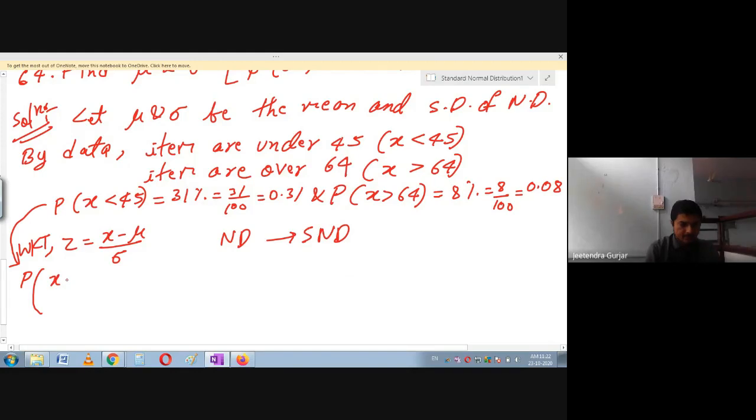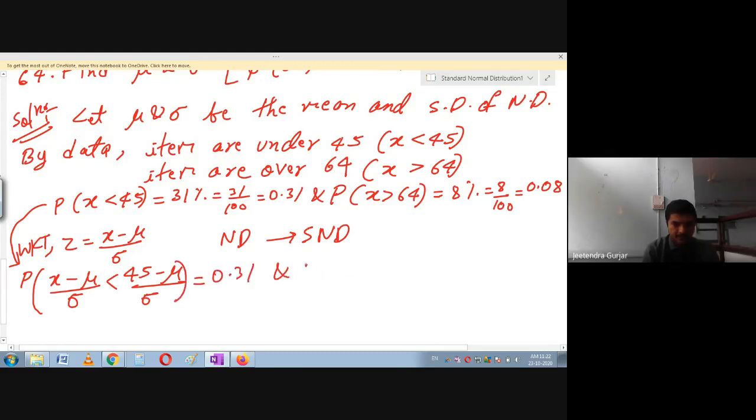See, I don't know the x values. I'm going to substitute here x minus sigma. I'm going to convert this to z, remember. So this is less than 45, where 45 is x. So I'm going to take this as 45 minus mu divided by sigma. This will remain as it is, 0.31.